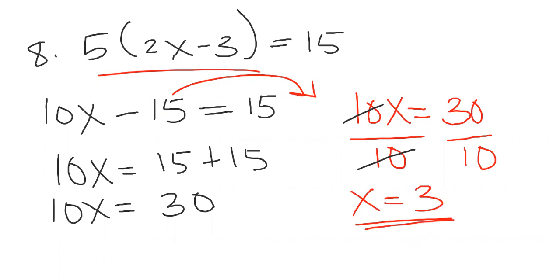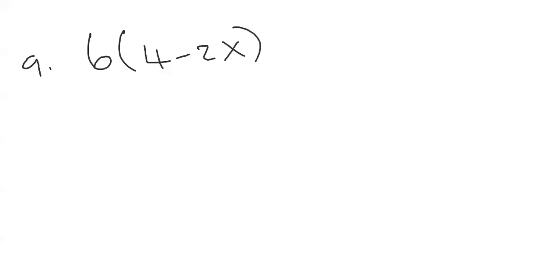Then the next example, number 9. 6(4 minus 2x), close brackets, is equal to negative 12. We do the same thing. We start off by removing the brackets. The 6 multiplies everything that is inside the brackets.